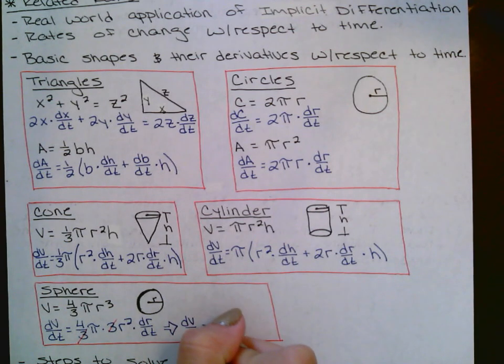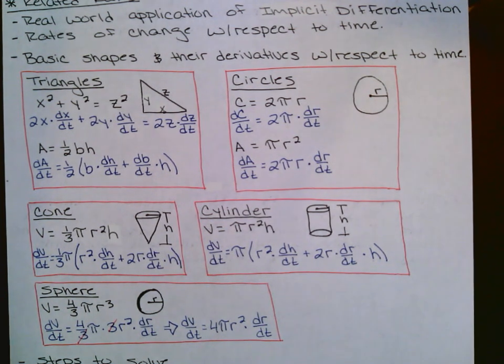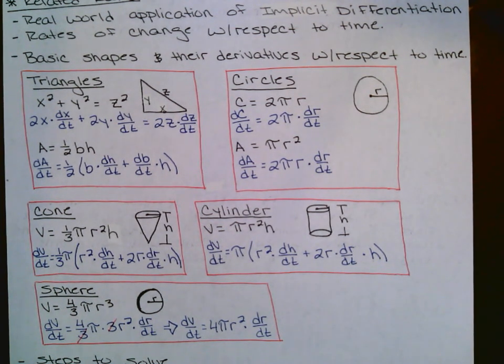dV/dt equals 4 pi r squared dr/dt. Okay, so those are the major shapes you're going to be seeing, and just to get you rolling with their derivatives and practicing some implicit. Now, the steps when you're going to do implicit will be in the form of a word problem, and we're going to do one of each shape in this video.